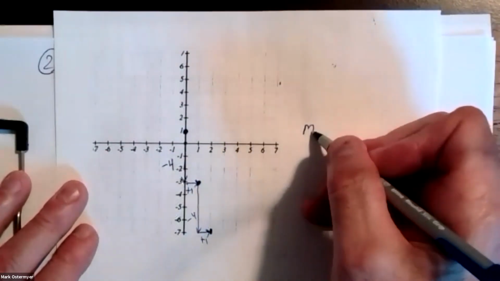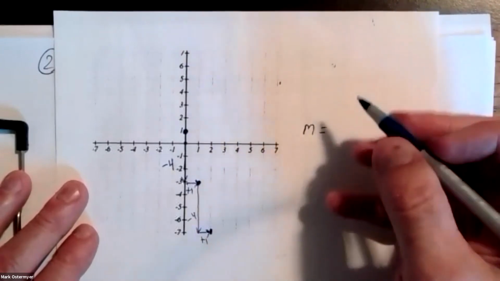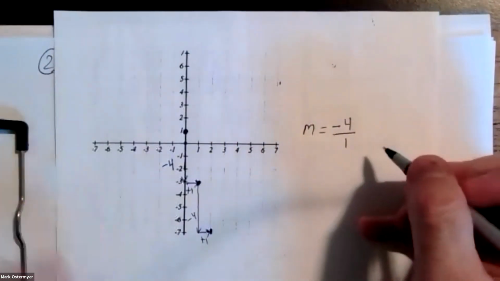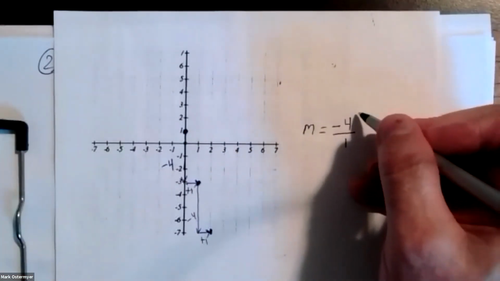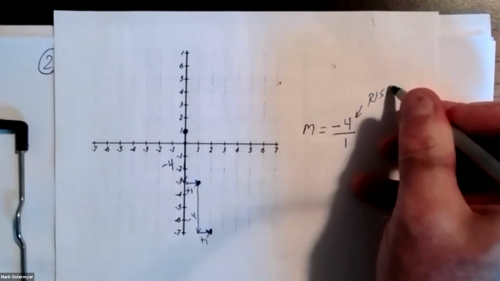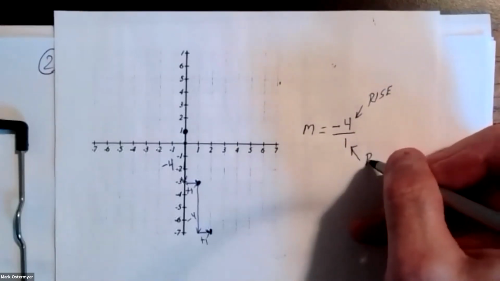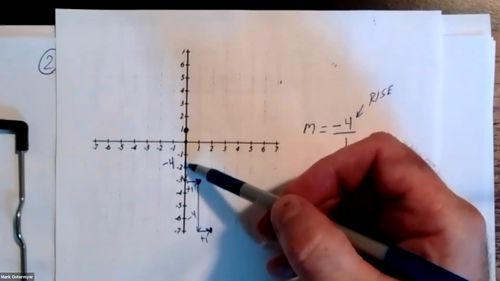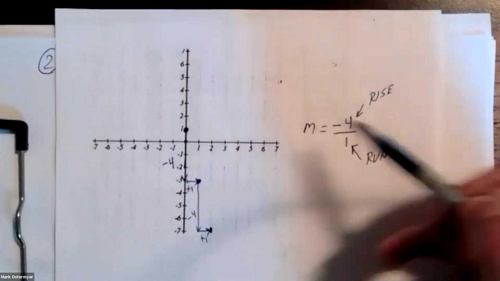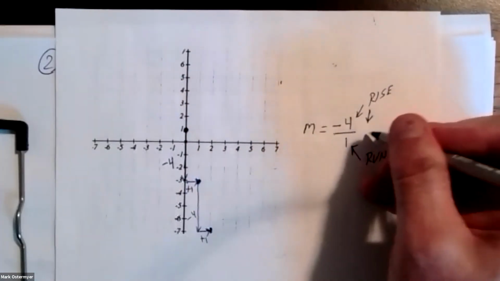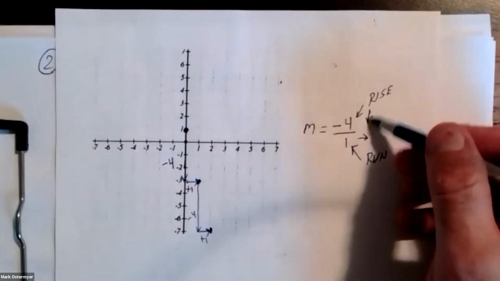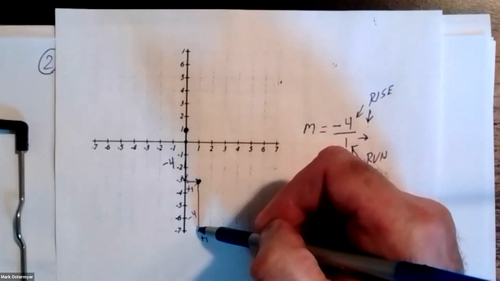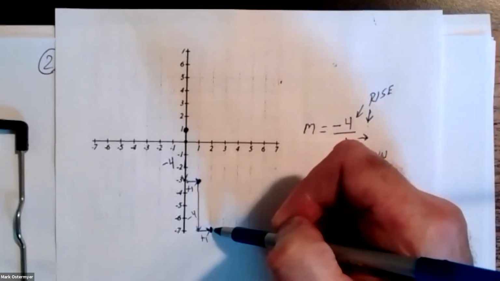Why do you go down instead of to the left? Well, because the slope I'm using is -4 over +1. Remember, slope is rise over run. So my rise is -4, we go down 4 units. My run is +1, so we go to the right 1 unit. Down 4, which is -4, to the right 1, which is +1.